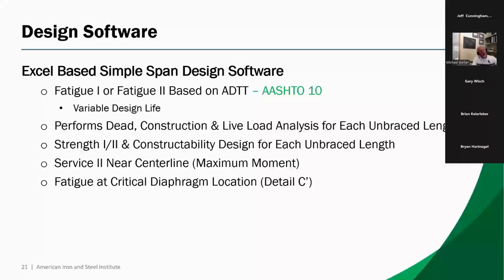And so what it does is it performs a dead and construction and live load analysis for each unbraced length. It checks the Strength 1, Strength 2, and constructability design for each unbraced length. It checks Service 2 near the centerline because that's where the maximum moment is. And it does fatigue at the critical diaphragm location. That might not be at the middle. That could be someplace else.